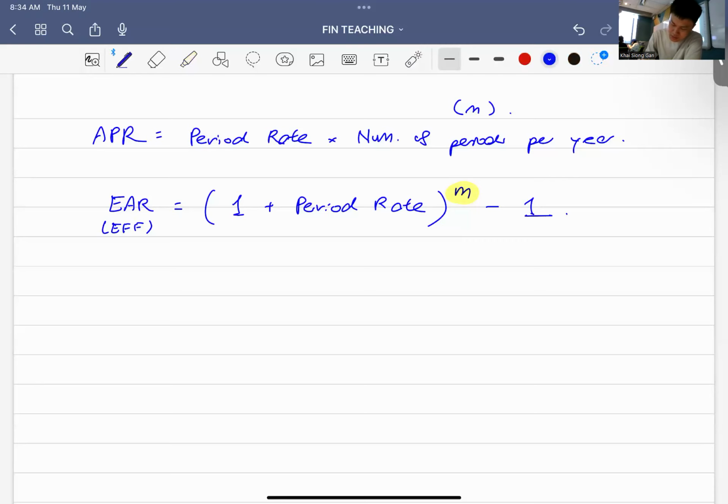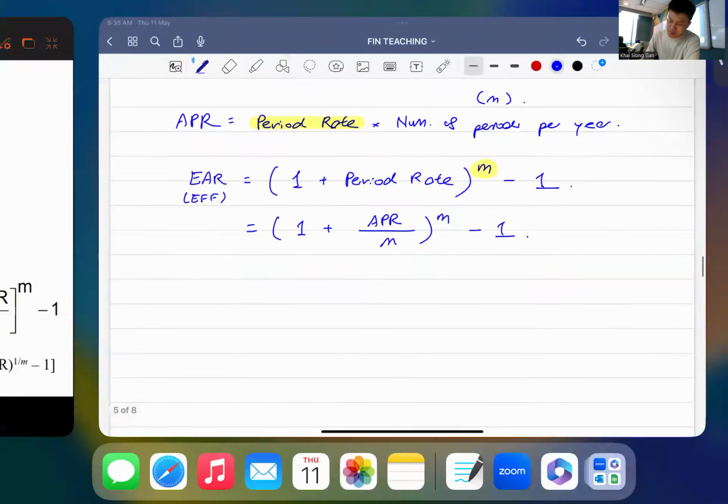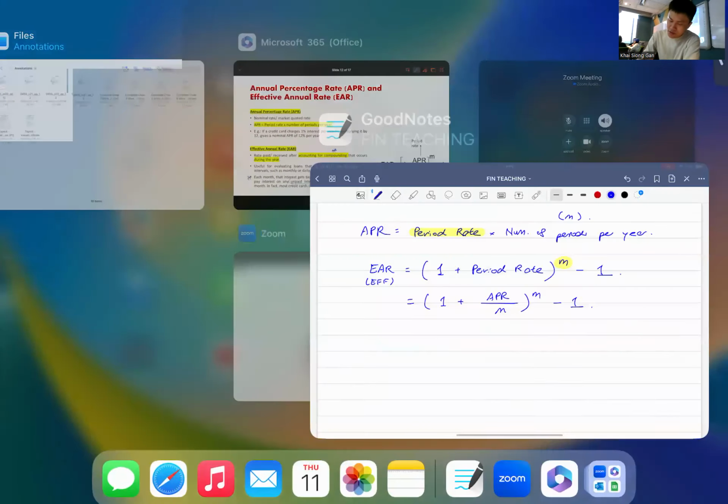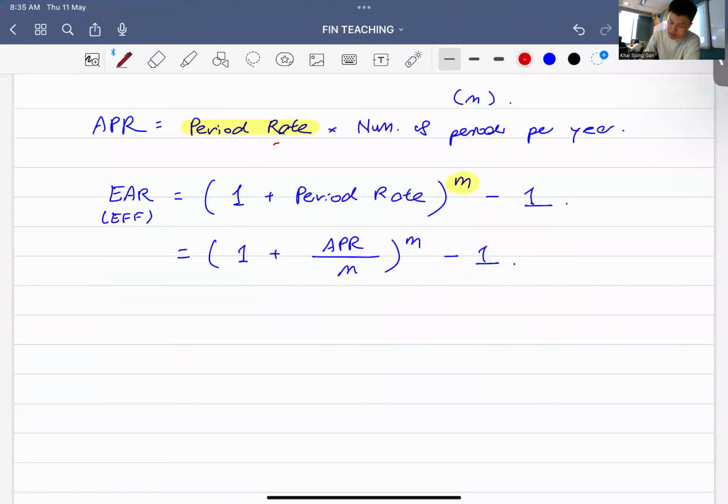Okay, so now that's the formula. Now, how do I get the period rate? You see the period rate, where do I get it from? Here, right? So I can just move around. I can say 1 plus APR divided by M, to the power of M, minus 1. Why do I minus 1? Minus 1 is the base, I need to minus the base. So that is the formula of EAR: 1 plus APR divided by M, to the power of M, minus 1. You can see that this is basically my period rate.